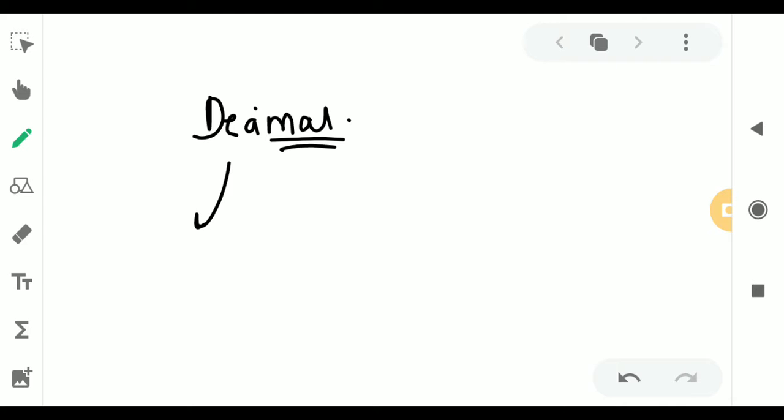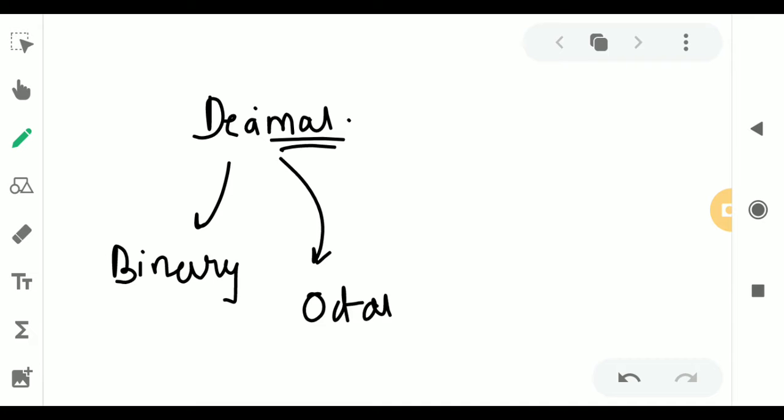So, other than decimal, we have many number systems. In fact, we can create an infinite amount of number systems as per our choice. But there are a few which are universally accepted and which are used a lot. Let me list them down here. One of them is binary. The other one is octal. The other one is hexadecimal.